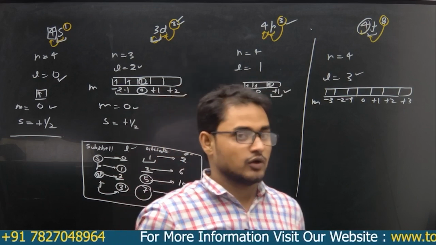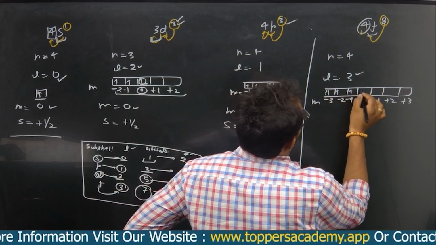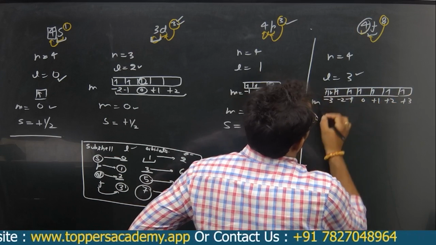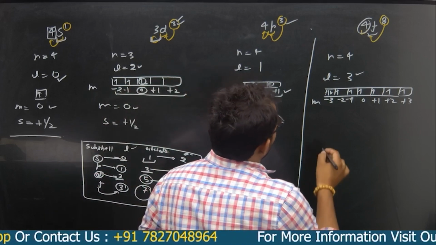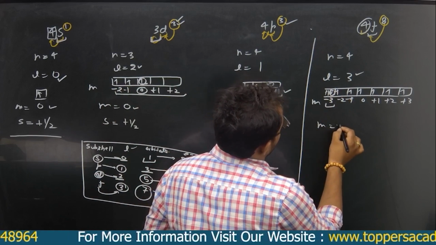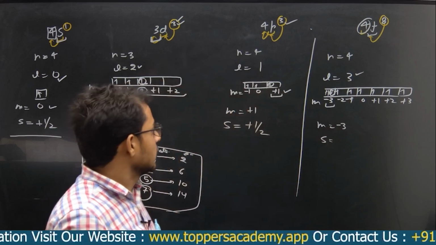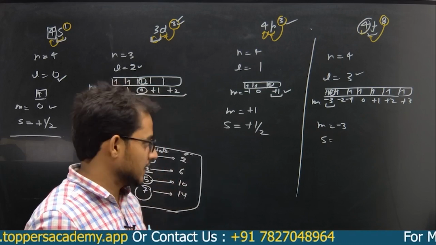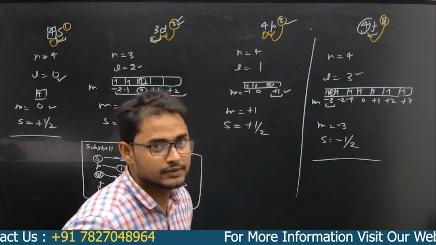There are 8 electrons, so I am going to fill 8 electrons. 1, 2, 3, 4, 5, 6, 7, 8. Right, 8. So the last electron is present in this orbital, for which M is equal to minus 3. So S will be, it is down, it has anti-clockwise direction. So the value of spin quantum number, that is S, will be considered as minus half for this, right?